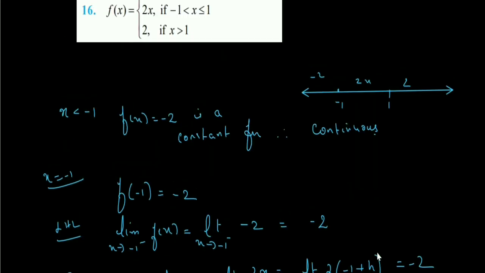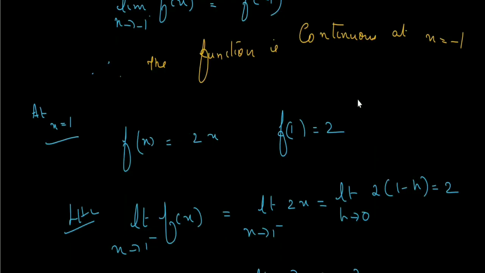Now we have to check from minus 1 to 1. From minus 1 to 1, minus 1 less than x less than 1, what is f of x given? f of x is equal to 2x. It is a linear function. Therefore it is continuous.